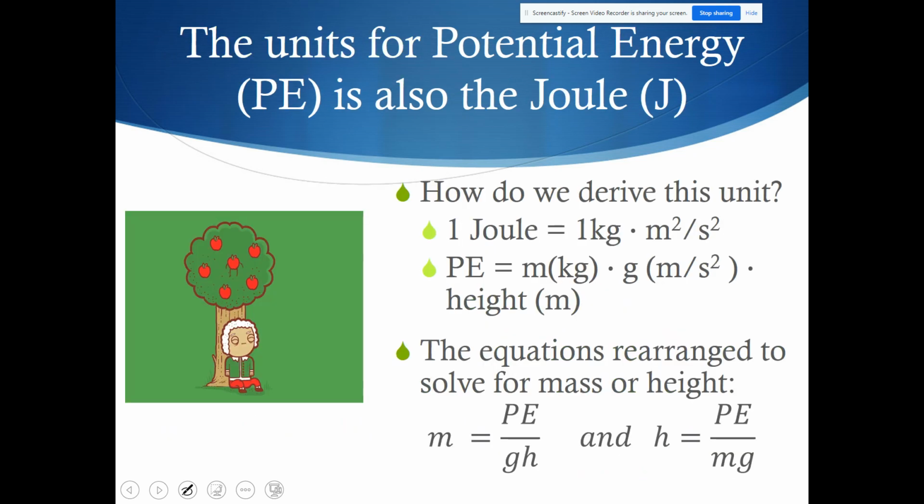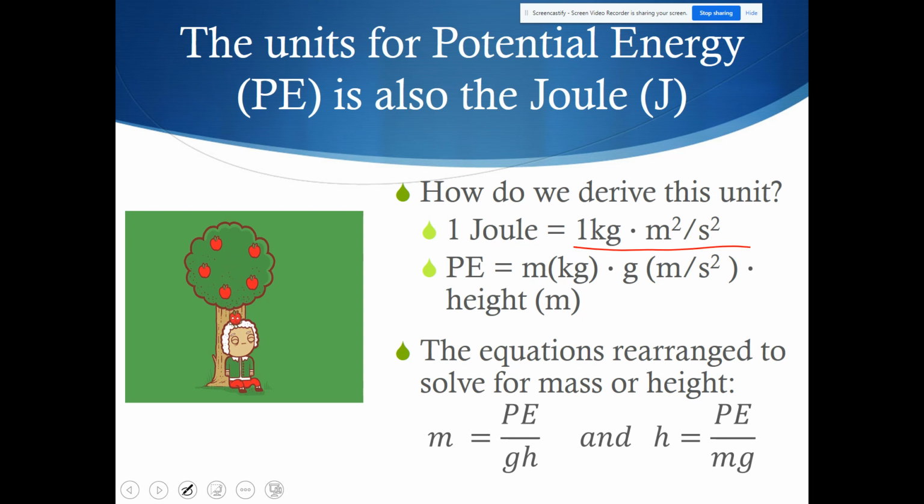All right, so what are the units for potential energy? Well, it's energy. So the same units are going to apply. It's going to be a joule. But remember, we said the joule was a kilogram meters squared per second squared. That's not going to change. The joule is kilograms meters squared per second squared.